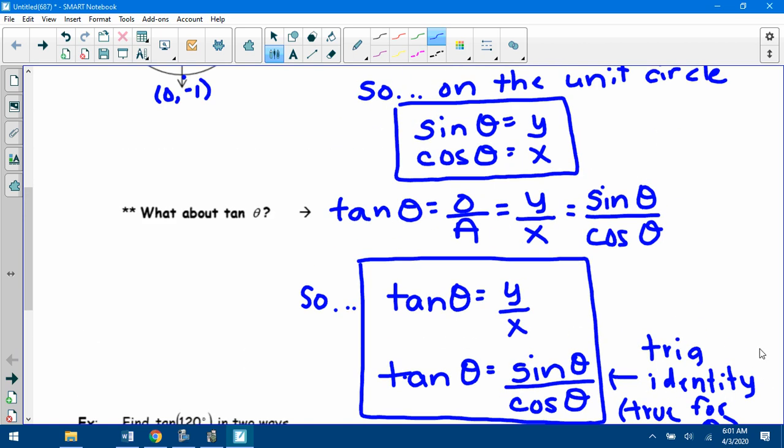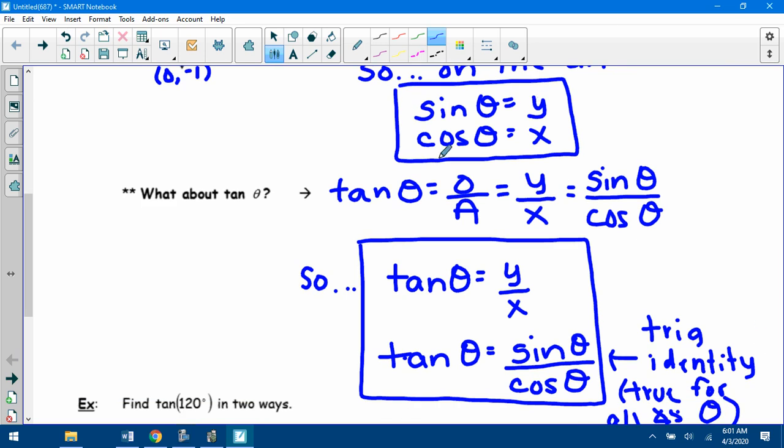Okay. So how do I remember this? Well, my key for remembering sine of theta and cosine of theta is alphabetical order. If you were to write sine and cosine in alphabetical order, cosine would come first, sine would come second. Similarly, if you write x and y in alphabetical order, x comes before y. So cosine, the first one in alphabetical order, goes with the first letter in alphabetical order, x, and then sine goes with y.